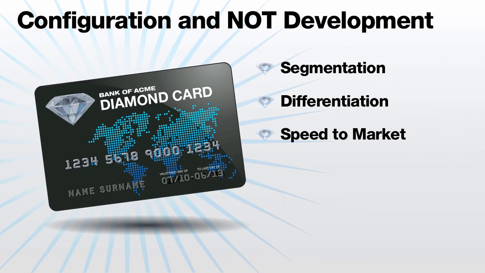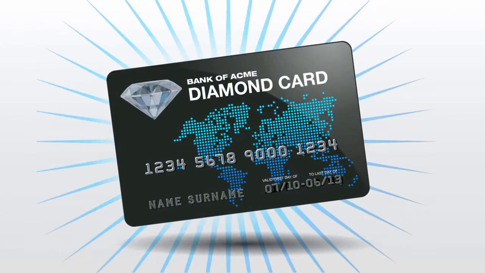But by defining specific rules, unique features can be added to differentiate products and add value for targeted segments of the portfolio. Above all, the power and flexibility in product configuration provides speed to market. The Diamond card is now fully set up in the system and ready to be issued to the first customer.